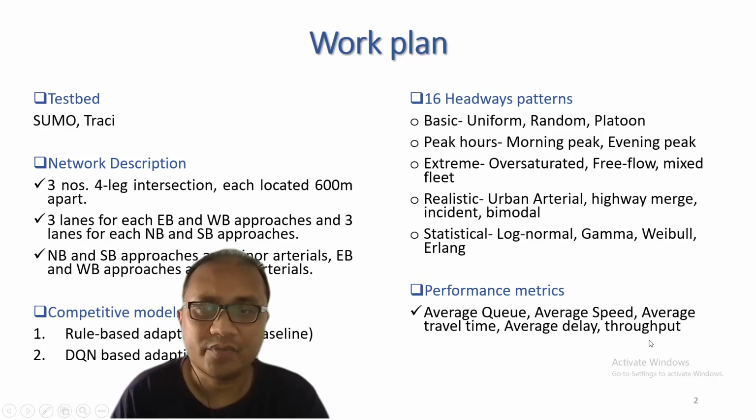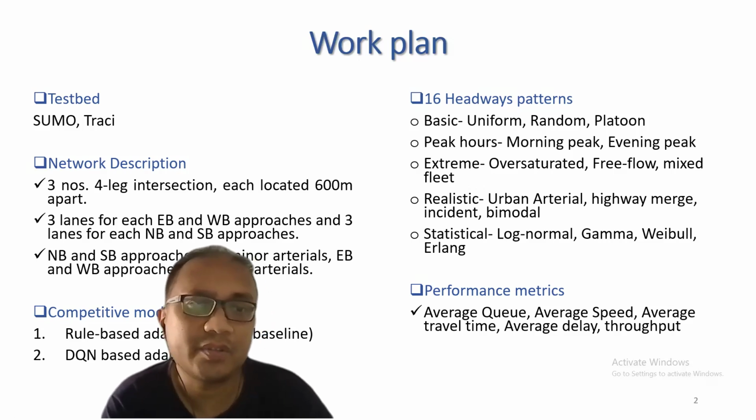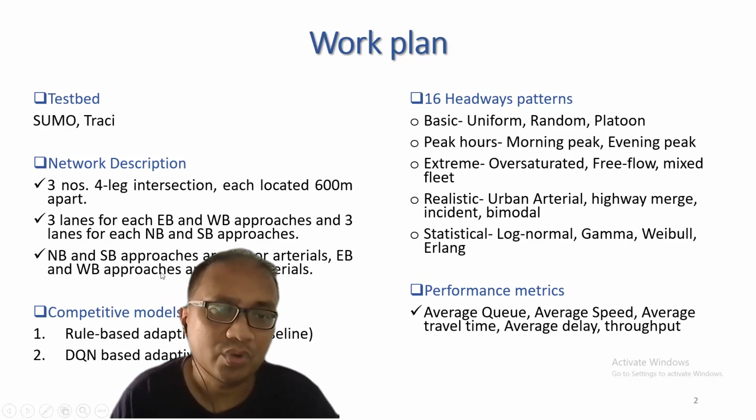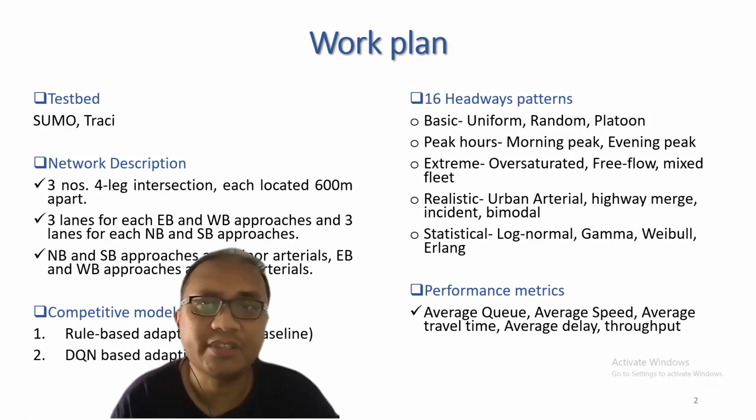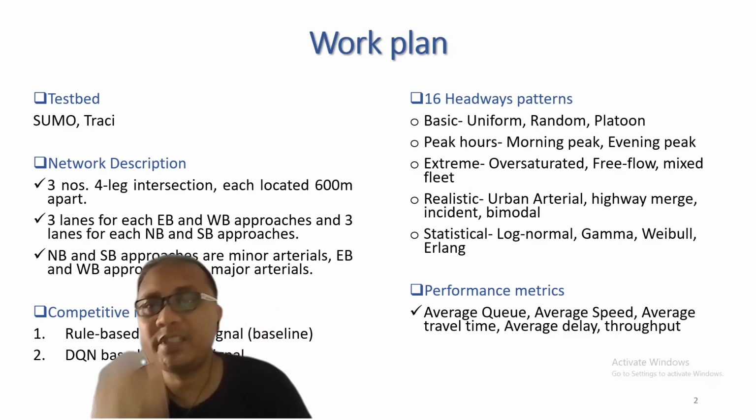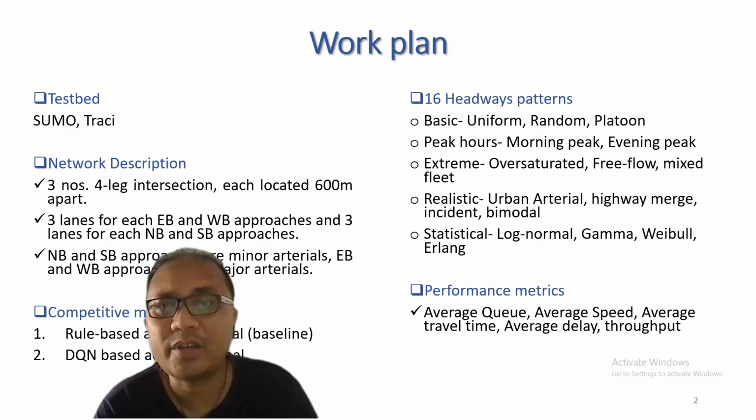I use two competitive models. One is rule-based adaptive traffic signal control, and the other one is DQN, that is, deep Q learning based network adaptive signal control. And I use 16 headway patterns. Those are divided into five groups. One is basic, number two is peak hours, then extreme, realistic, and statistical.